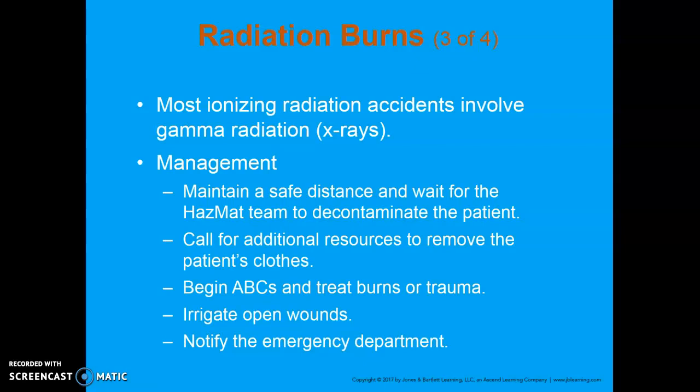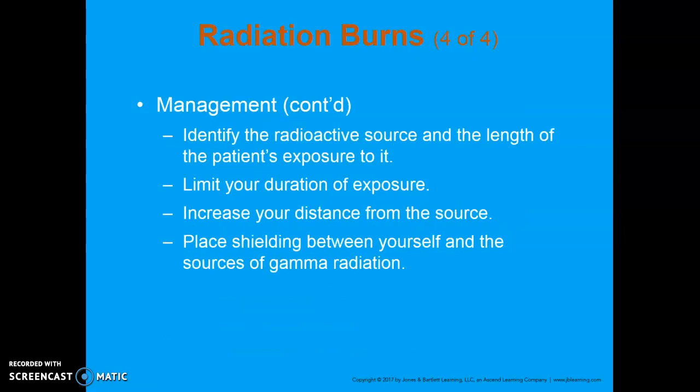Call for people that are going to be able to help. Most contaminants can be removed by simply removing the patient's clothing. Call for other resources. Irrigate your open wounds. Notify your emergency department. Try and identify the radioactive source if possible, and then limit you and the patient's exposure to it, and try and keep some sort of shielding between yourself and any gamma radiation.